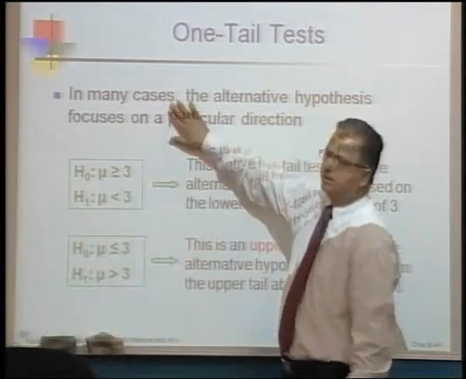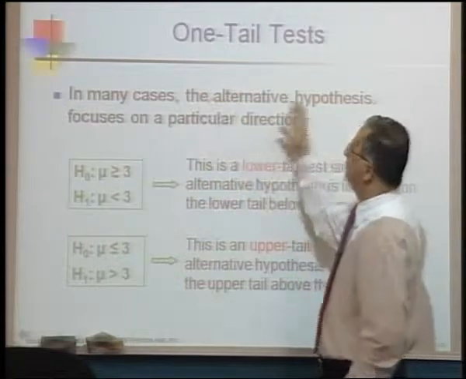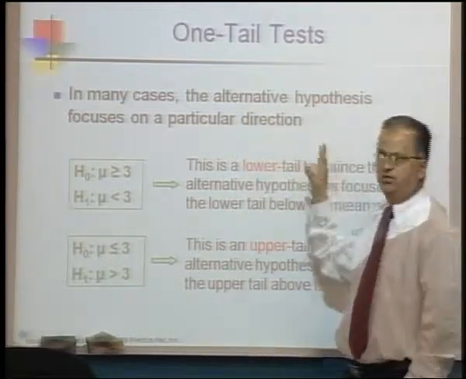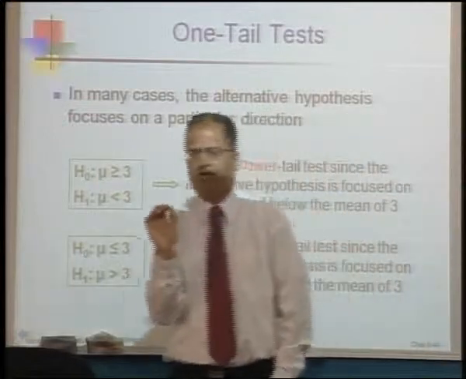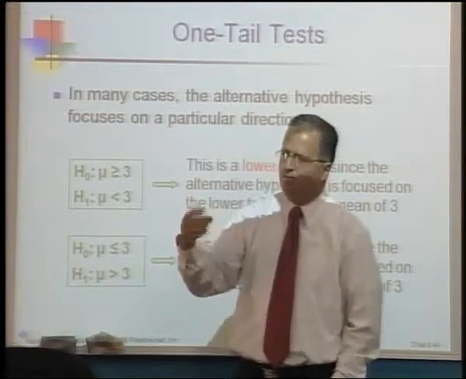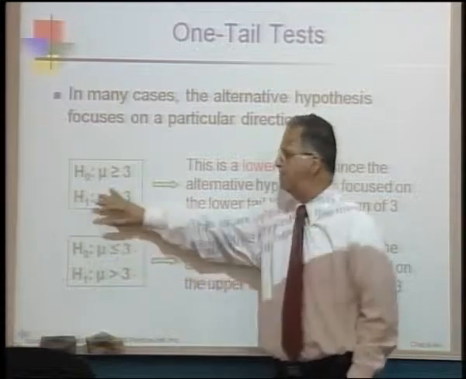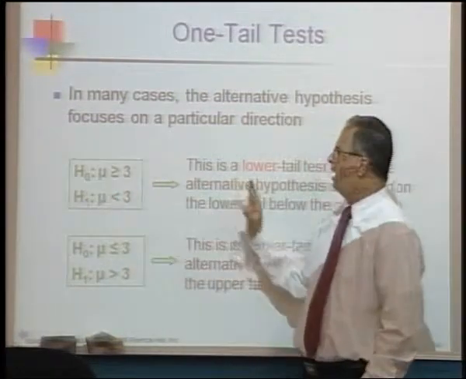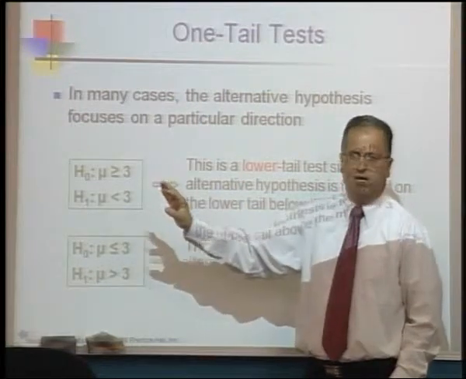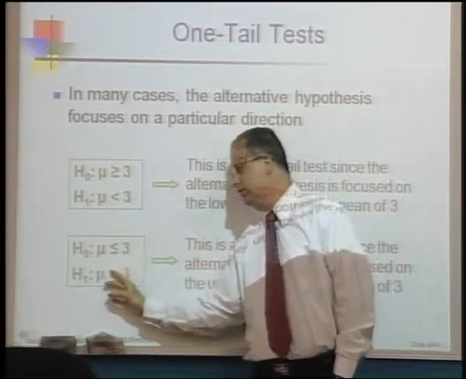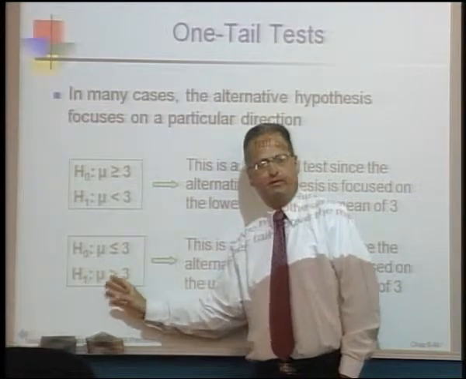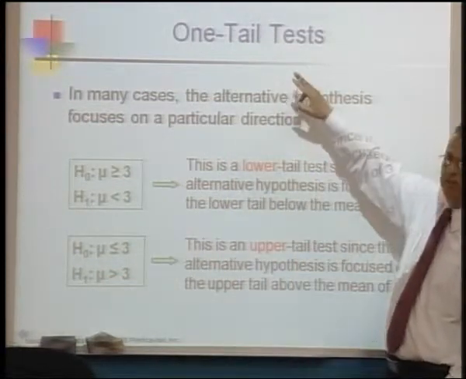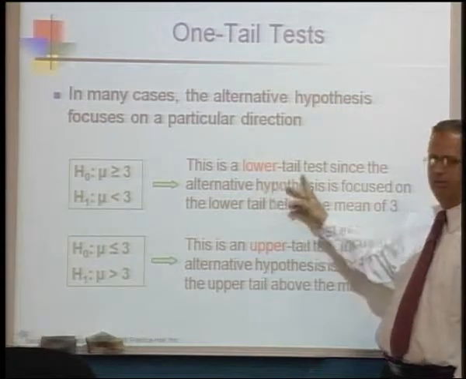In many cases, the alternative hypothesis focuses on a particular direction. In this case, we have a certain direction. This direction could be to the left side. It's called a lower tail test. And the other one is greater than, or upper tail test. So there are two types of one-tail test. One is called the lower tail test.